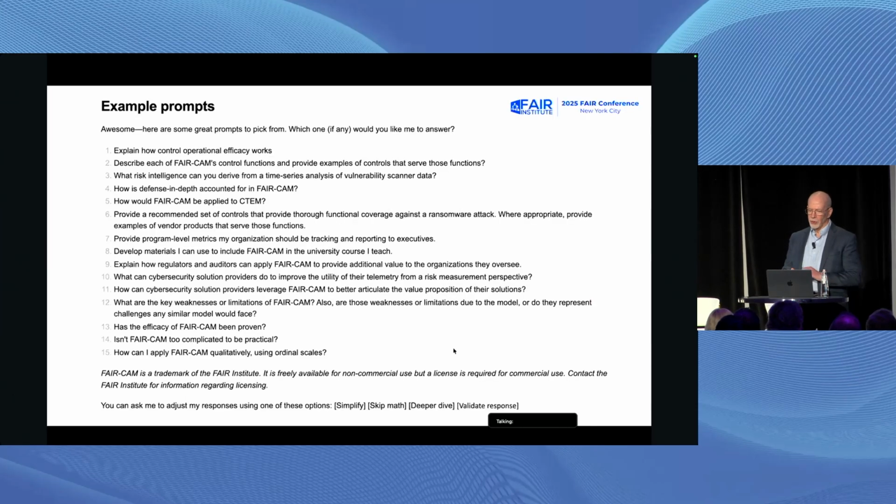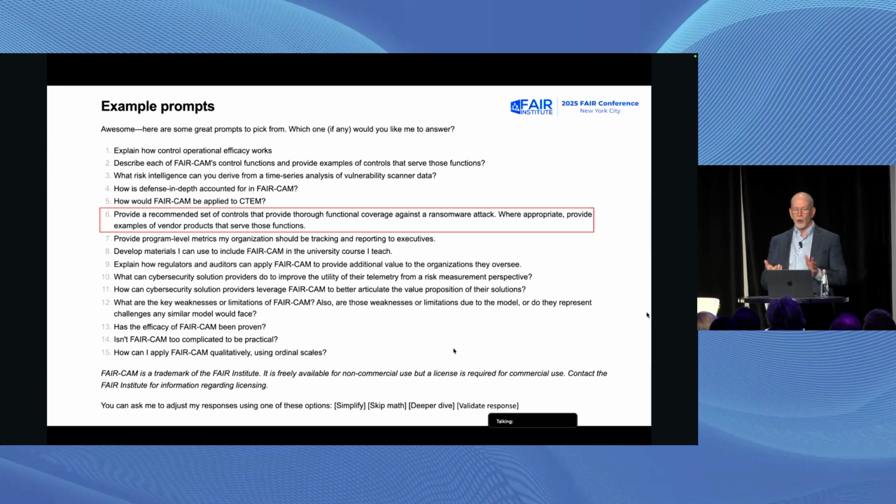And this is the list you'll see if you click on that button. Example prompts. So explain how control operational efficacy works, describe each of the FairCam's functions, et cetera, right? A whole bunch of different things. This one is provide a recommended set of controls that provide thorough functional coverage against a ransomware attack. And where appropriate, provide examples of vendor products that serve those functions. That could be useful, and actually we'll run that.